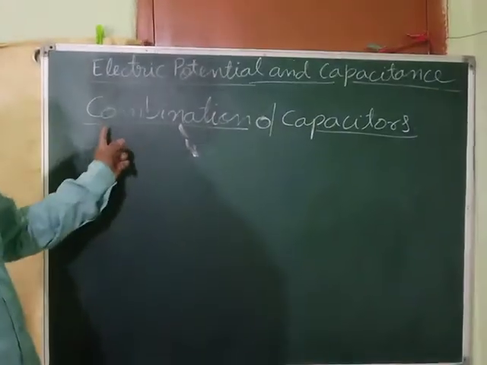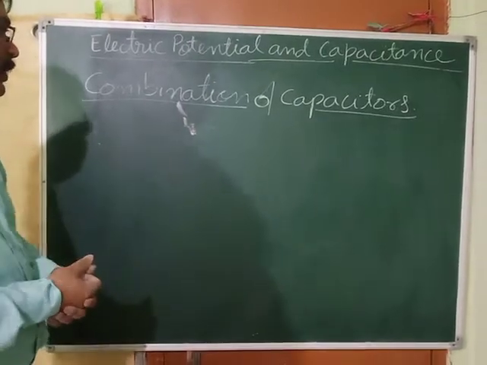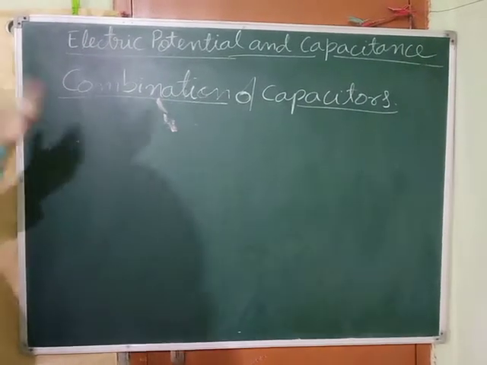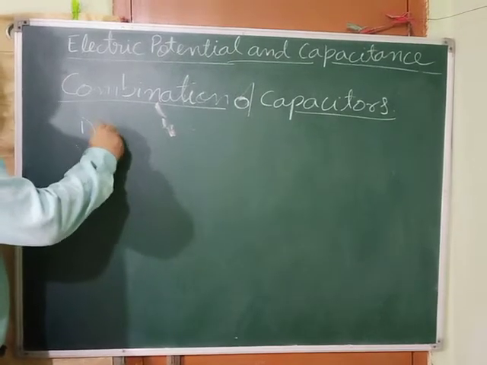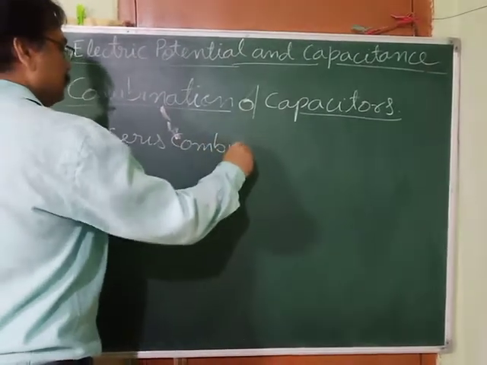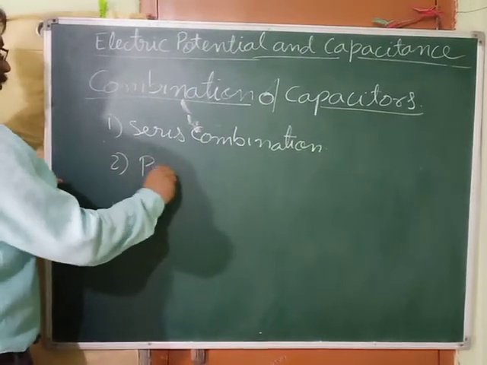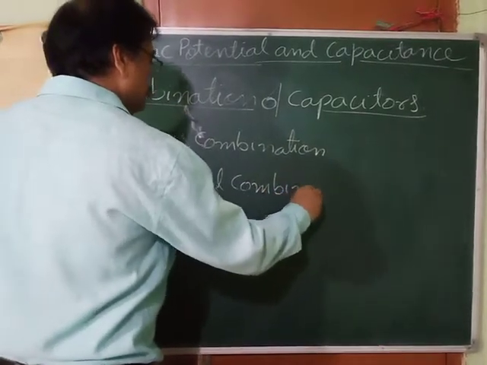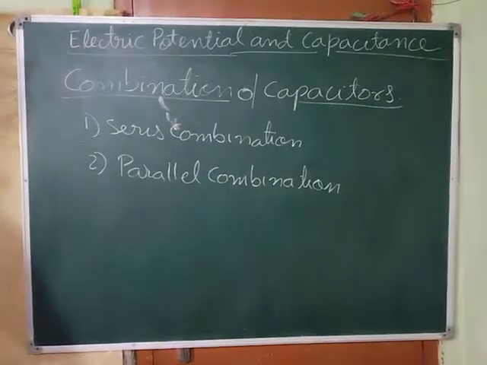Our next topic is combination of capacitors. How can these capacitors be combined? Basically, as we have studied in case of resistance in class 10th, in the same way the capacitors also can be combined in two ways. First is series combination, and second one is parallel combination.